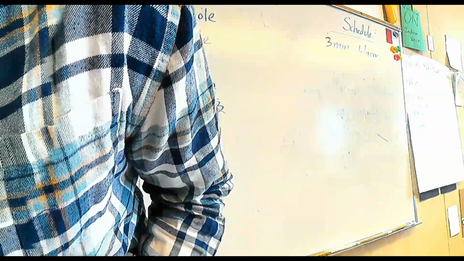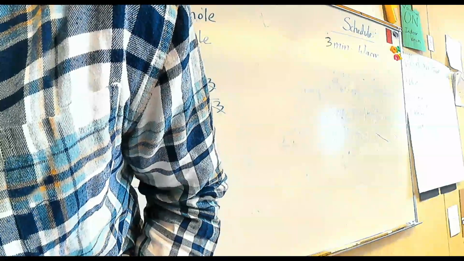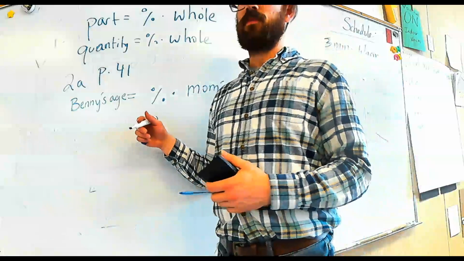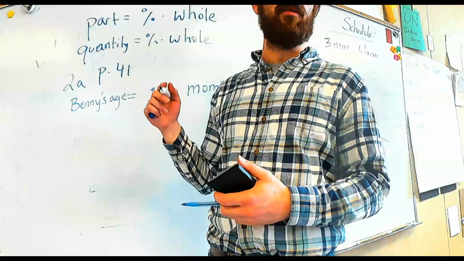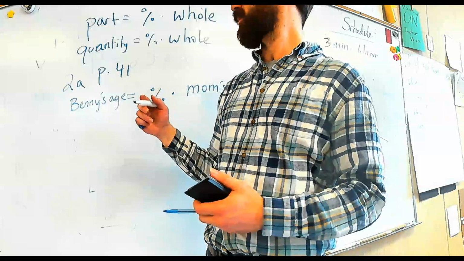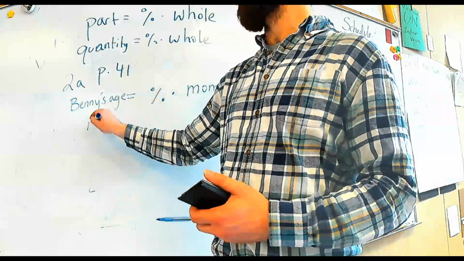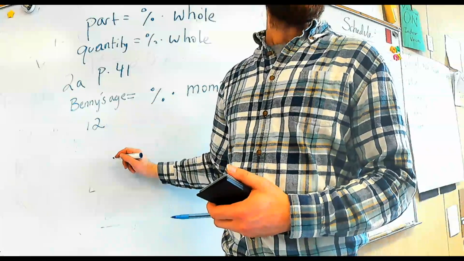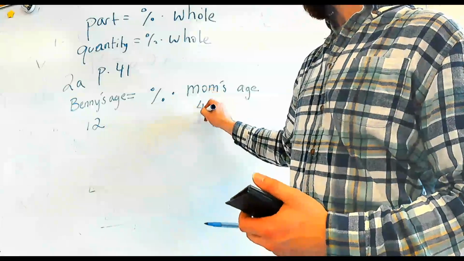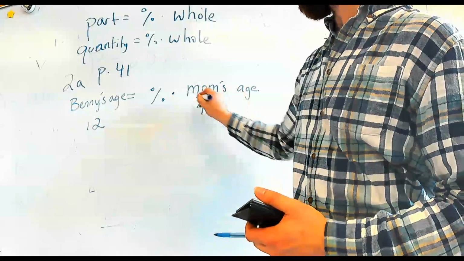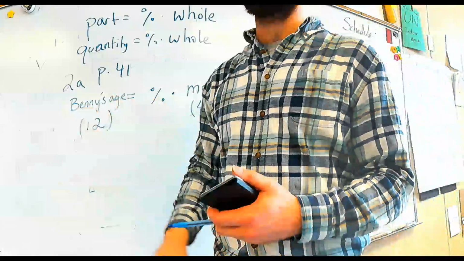We're going to go ahead and do page 41, 2a now. So go with me to 2a on page 41. Let's begin. Let's read the question together. The question says, this year, Benny is 12 years old. So I'm going to plug in for Benny's age. He's 12 years old, and his mom is 48 years old. I'm just putting these parentheses for emphasis.